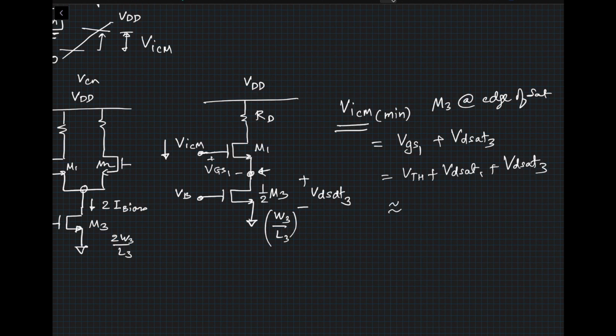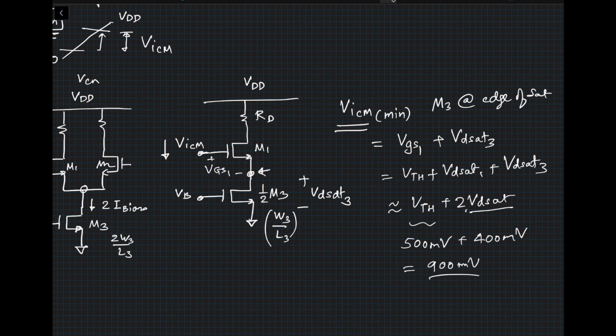You can choose a ballpark number for VDSat, and generally we like to say all VDSats are equal, just to get a quick ballpark idea. So this will be equal to 2 VDSat. And you can immediately tell the value of the VTH. VTH is, let's say, 500 millivolts. And what is the value of VDSat? Let's say we choose 200 millivolts, then 2 times 200 is 400 millivolts. Then this would be equal to 900 millivolts.